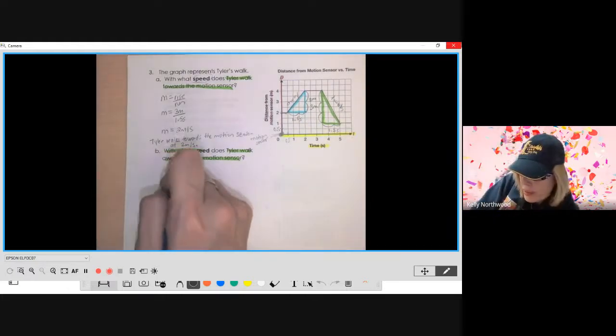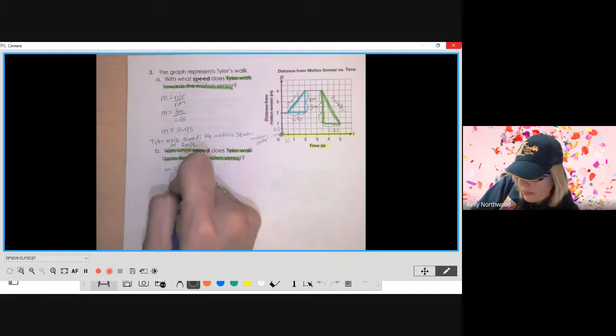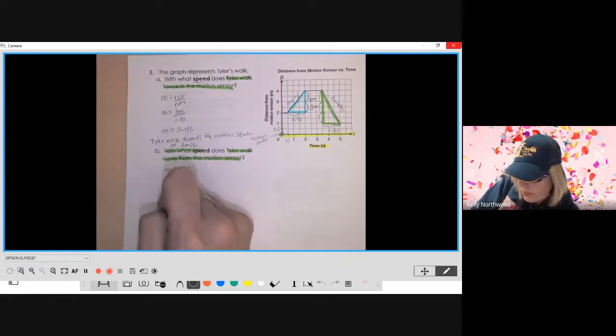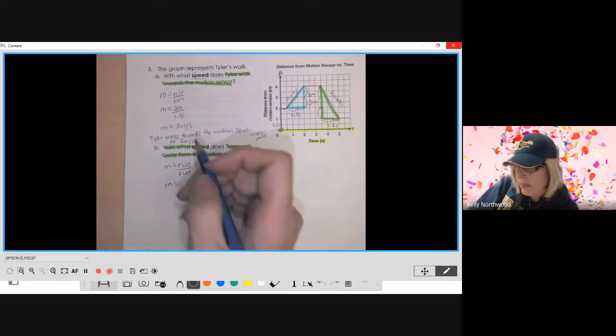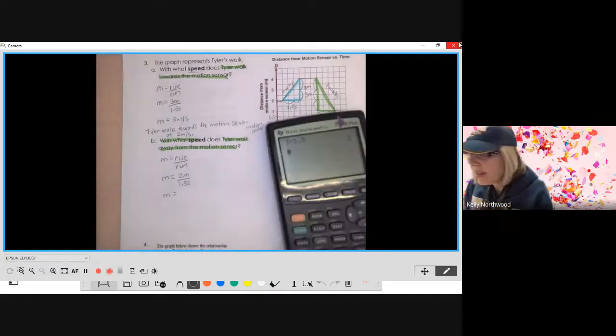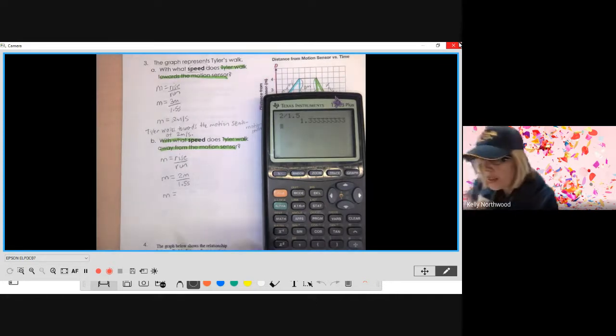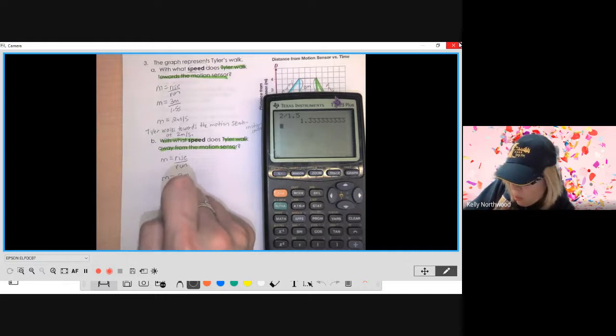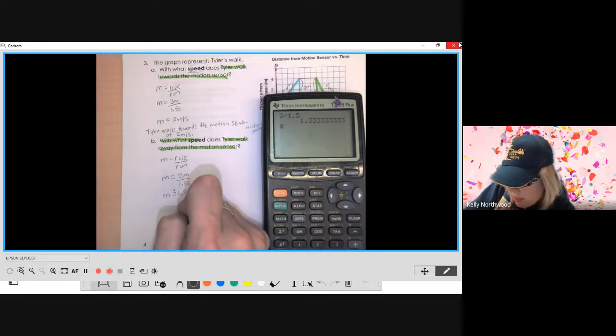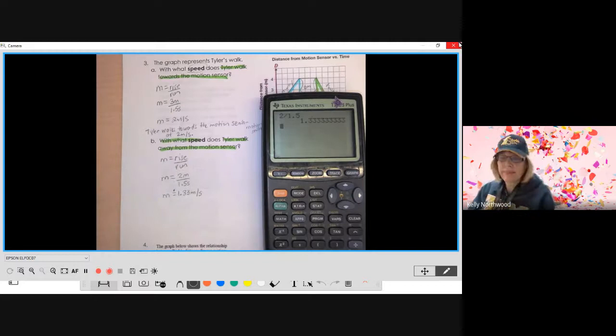So the same formula, slope is rise over run. This time my rise was 2 meters and my run was 1.5 seconds. Make sure you put your units in so you have the right units for speed. 2 divided by 1.5. So it's approximately, because we have to round, 1.33 meters per second.